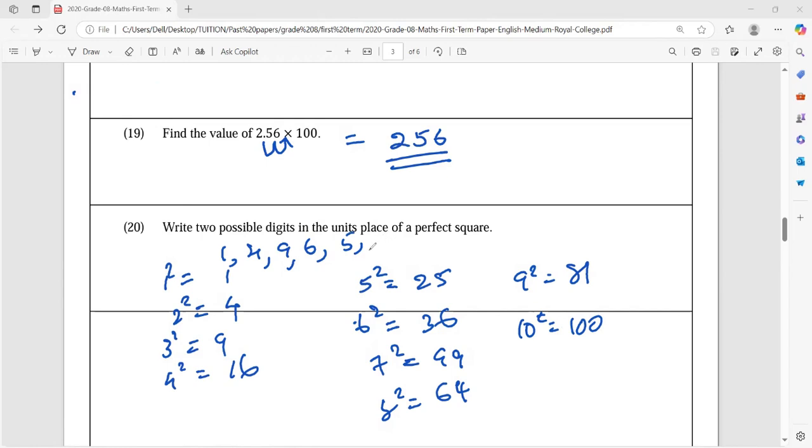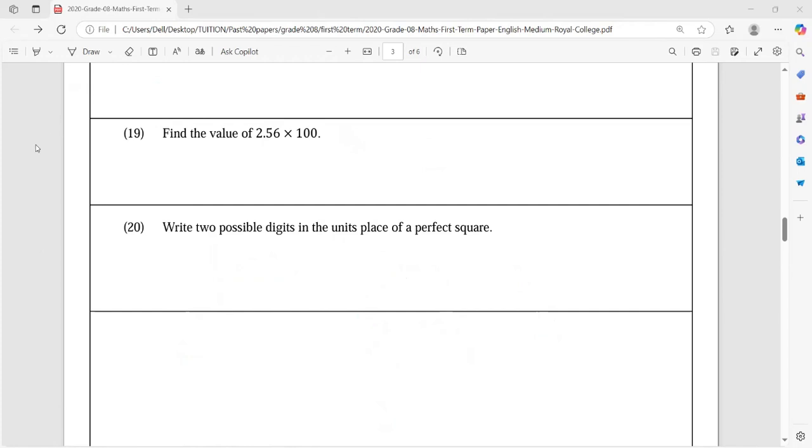only these numbers, right? And also 0, right? So, these digits may be possible at the unit place of a perfect square. Here you have to write only 2, so limit your answer to 2 numbers. Therefore, you will get the maximum possible marks.